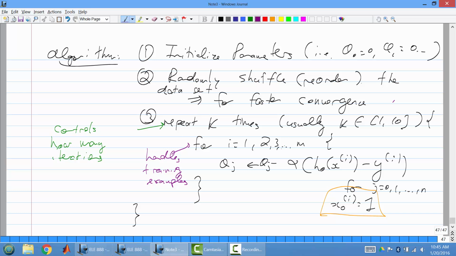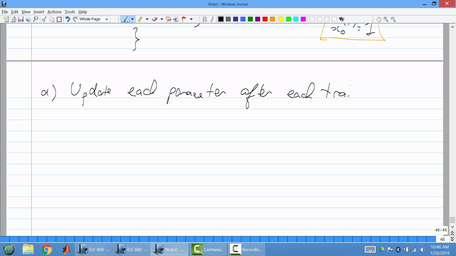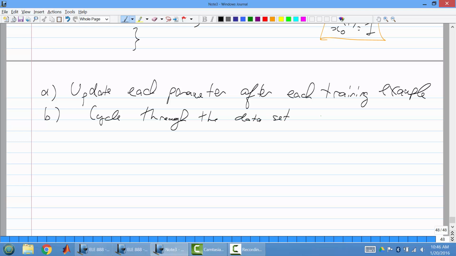Let me write these last couple of lines and then I'll stop, and we'll talk about it next time. To summarize: A, update each parameter after each training example. And B, cycle through the data set, as I just talked about, k times, where k is some number.